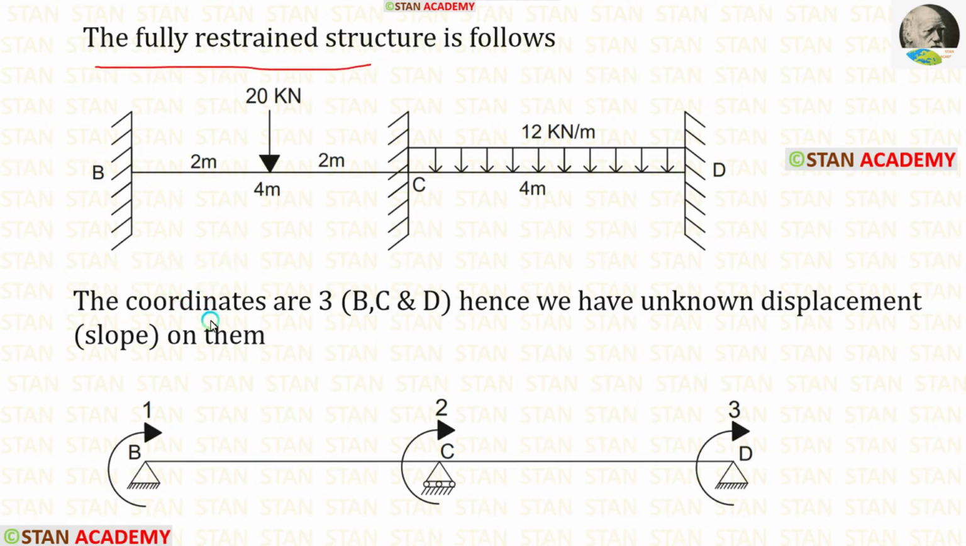Now let us make the coordinates diagram. In this analysis, there are 3 coordinates. They are in the points B, C and D, because in these points only we have slope. The coordinates should be made in the clockwise direction. You can see that all of the 3 coordinates are in the clockwise direction.